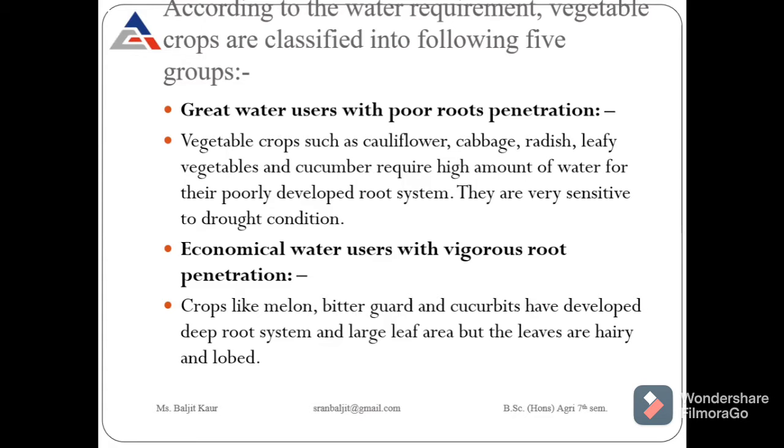The next group of vegetables is economical water users with vigorous root penetration, right? They have a very good, deep root system, and they can use water very economically. Some crops like melon, bitter gourd, and cucumbers have developed a very deep root system, and they have large leaf area, and leaves are hairy and lobed. Because leaves are hairy and lobed, there will be less transpiration, right? And due to their deep root system, they can efficiently use water from the soil, right?